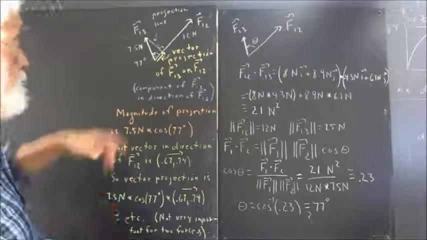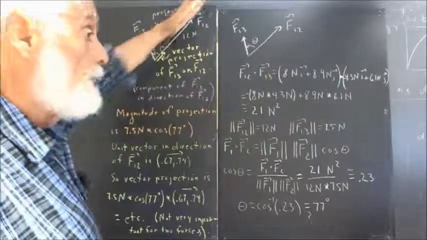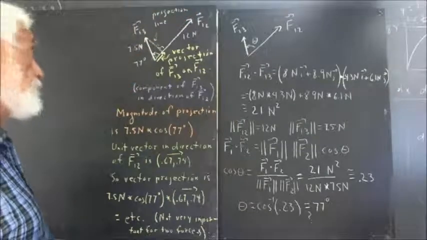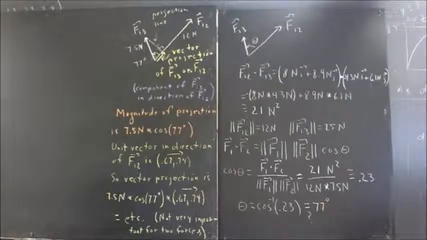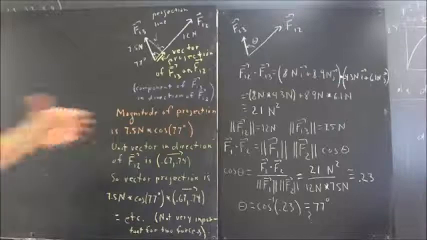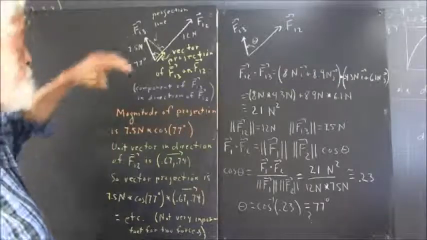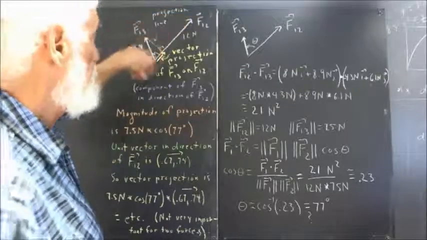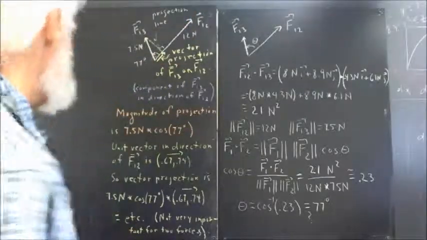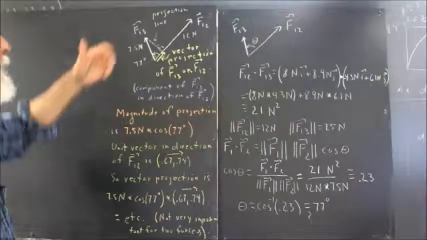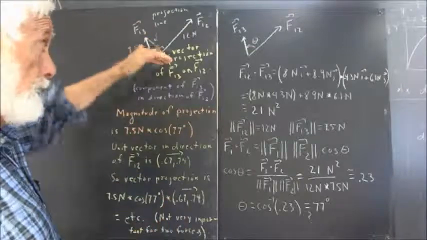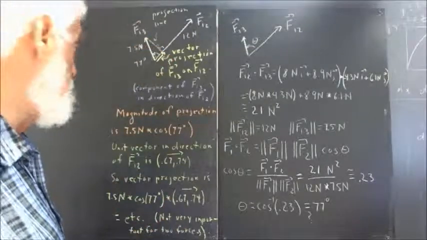I'll comment that if this is a force and this is a displacement, then the vector projection becomes extremely important, and the dot product has a very clear interpretation as the energy required to exert that force as the point of application moves along that displacement. Okay, well, that's all later in physics. I'm just pointing out that this idea of vector projection is very important and very powerful.